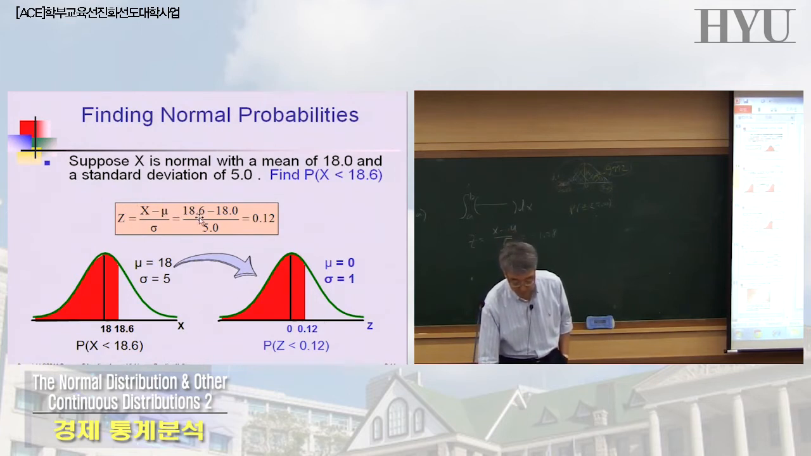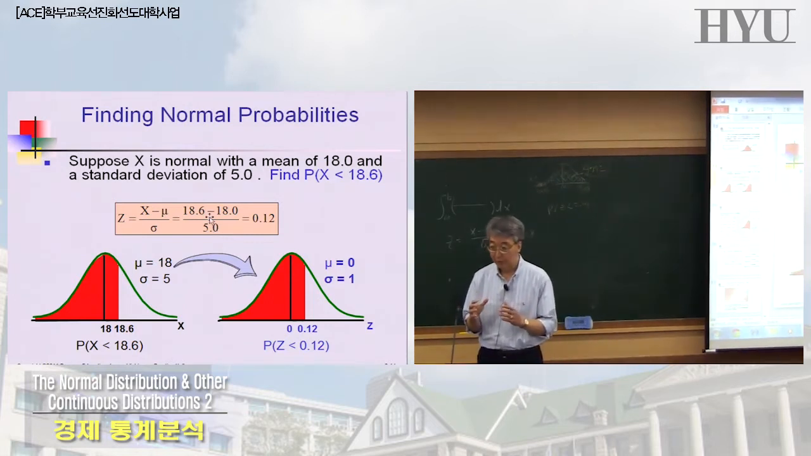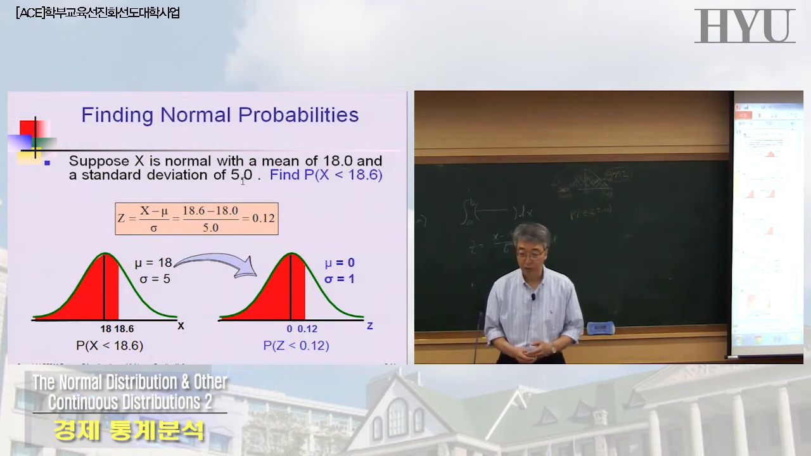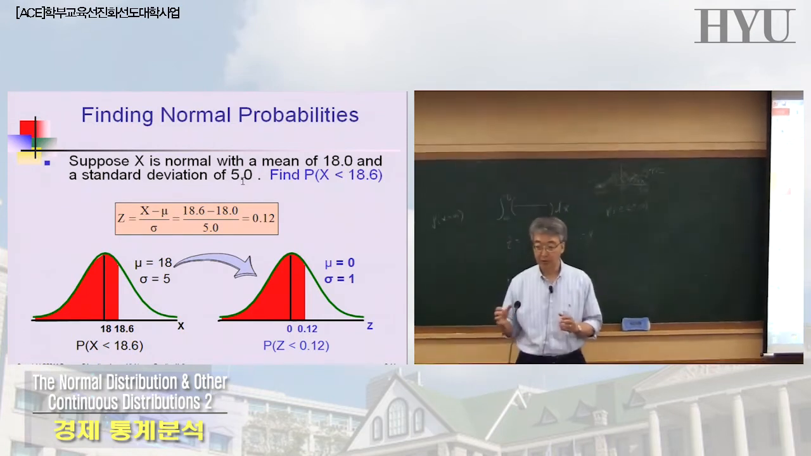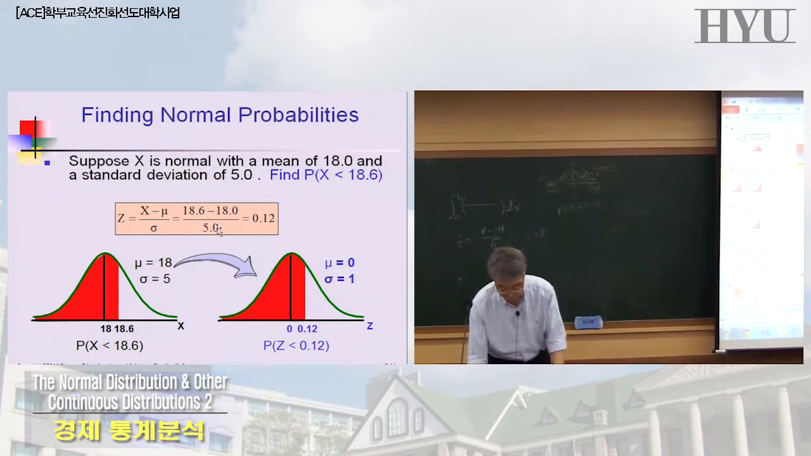You subtract 18 from 18.6, and then divide by the standard deviation. So move the center, and then compress the distribution, okay? Obviously, if you have a standard deviation of 5 in any normal distribution, that is 5 times wider than the standard normal distribution, okay? So that's why we divide it by 5. So that 18.6 in this x scale converts into 0.12 in the z scale, okay?